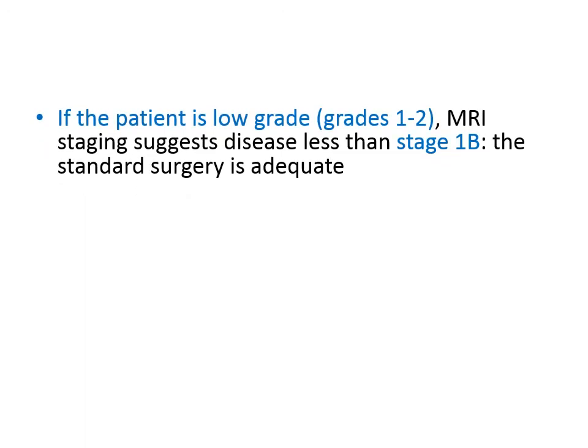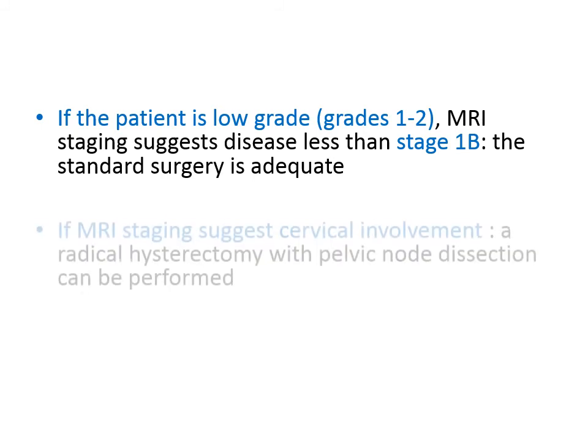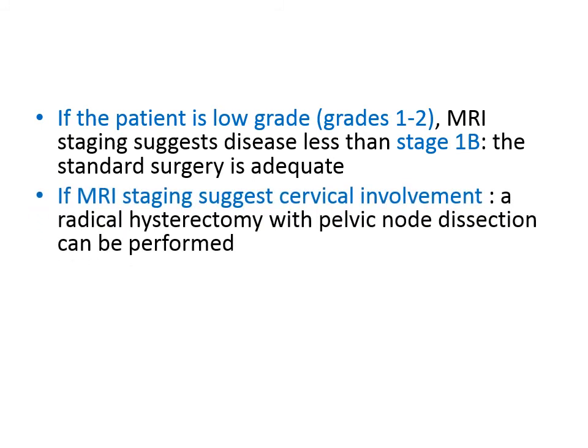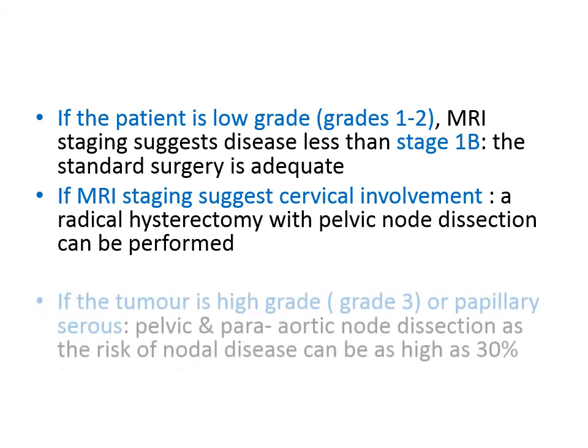In general, if the patient is low grade, grade 1, 2, and MRI staging suggests the disease is less than stage 1B, that is to say, when there is less than 50% invasion of the uterine wall, the standard surgery will be adequate. That is to say, doing the total abdominal hysterectomy with bilateral salpingo-oophorectomy. While when the MRI staging suggests cervical involvement, that is to say, stage 2 and above, a radical hysterectomy with pelvic node dissection can be performed.